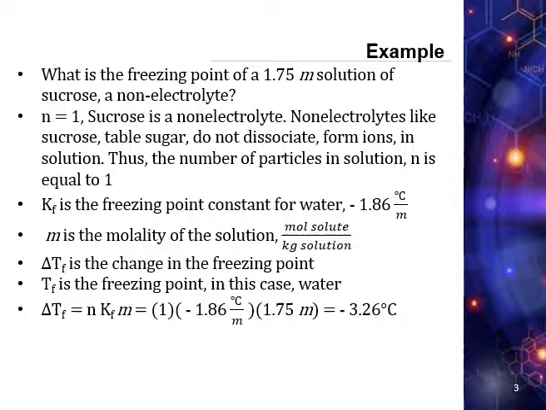The change in the freezing point is N, which is 1 since sucrose is a non-electrolyte, times Kf, which is the freezing point constant for water, minus 1.86 degrees Celsius per molal solution, times 1.75 molal solution. The change in the freezing point is a negative 3.26 degrees Celsius. The actual freezing point of water at standard conditions is 0, so the freezing point would be 0 degrees Celsius plus a negative 3.26 degrees Celsius. It would register as a negative 3.26 degrees Celsius.